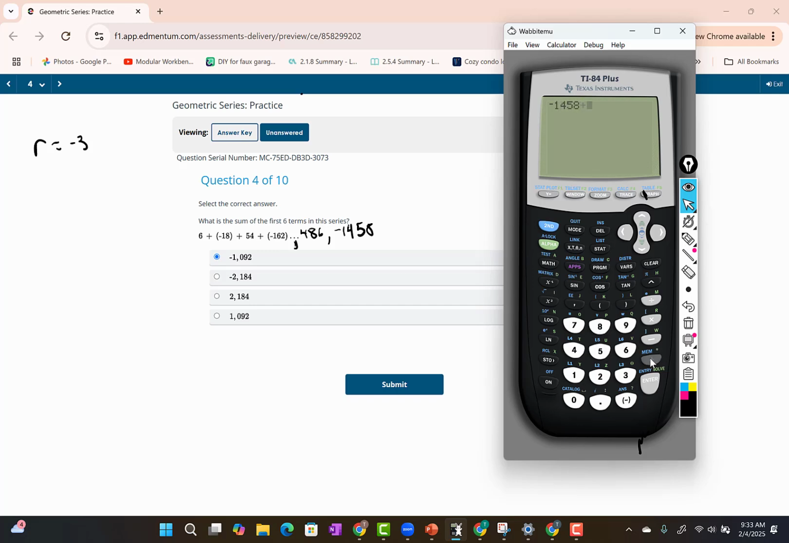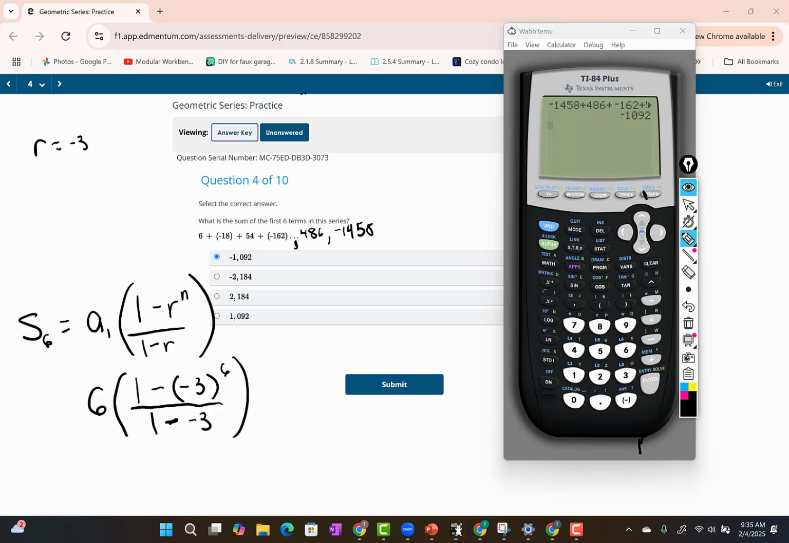So now let's just add them together. Negative 1458 plus 486 plus negative 162 plus 54 plus negative 18 plus 6. So there's our sum, negative 1092. Now let's use the formula.